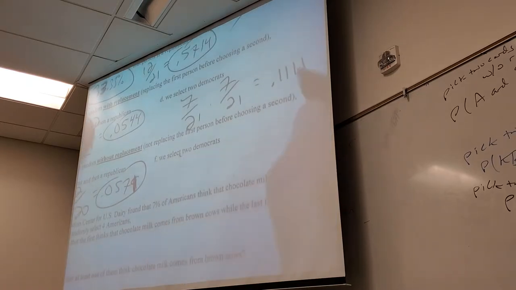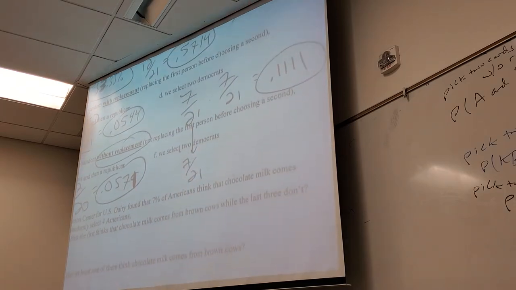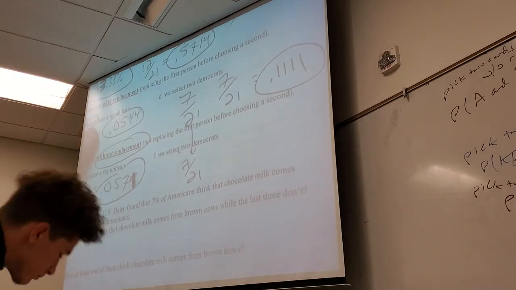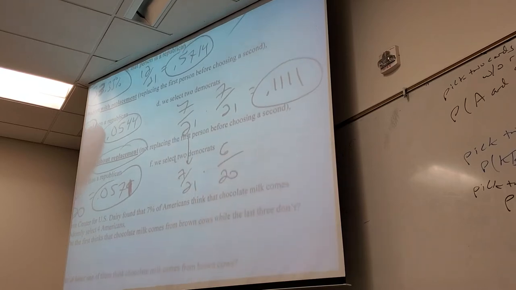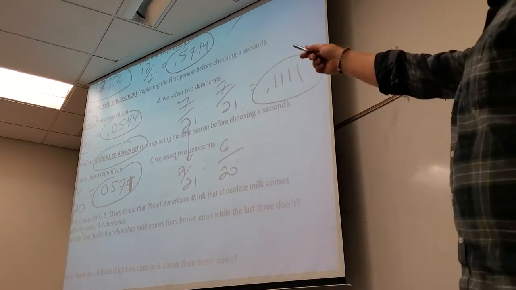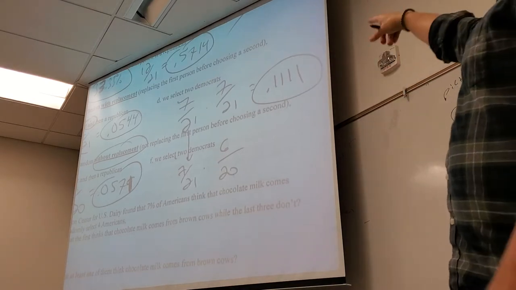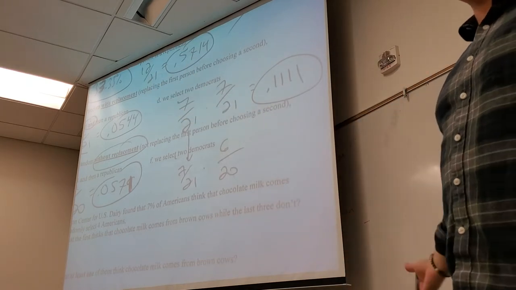Now I want to know down here, without replacement. So the first person is a Democrat, 7 out of 21. And then the next person, I lost who now? I lost a person, but I also lost a Democrat. So now there's fewer chances to get another Democrat. So at least the bottom will change on these without replacements, but the top could change if I lose one of those things I'm looking for. I have less of them now.